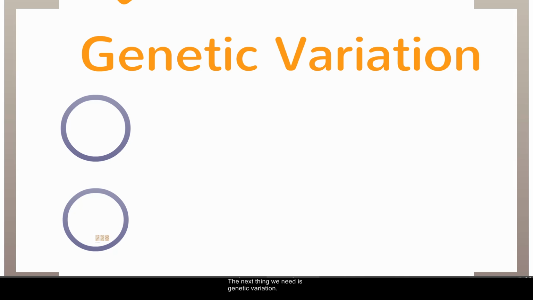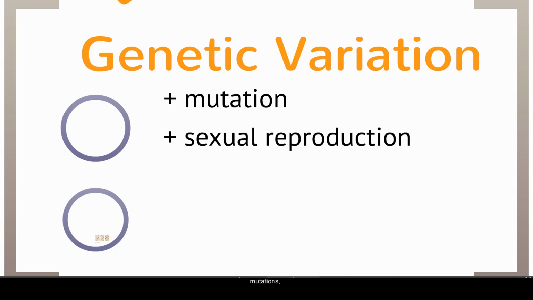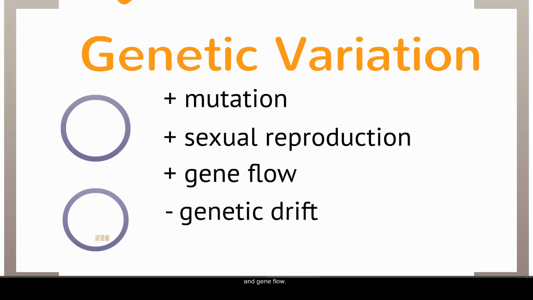The next thing we need is genetic variation. Think about it. If a population was all identical, let's say you had all green frogs that were large, the next generation would have all green frogs that are large. And that would happen over and over again. So you can't have a change in gene frequency if there's not variety existing in the population. And there's a couple ways that we add variety to populations: mutations, sexual reproduction, and gene flow. And we'll discuss all these in a minute. And then genetic drift is a way that we actually lose genetic variation in a population.